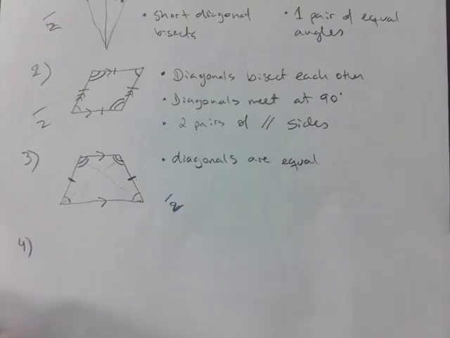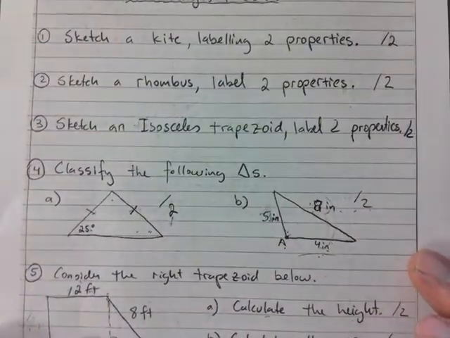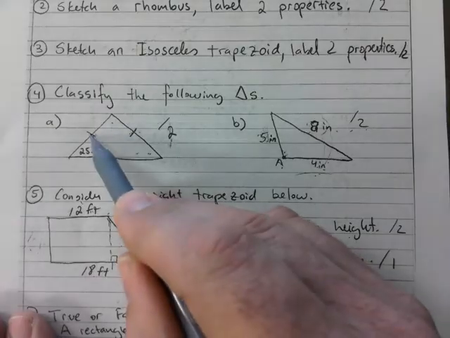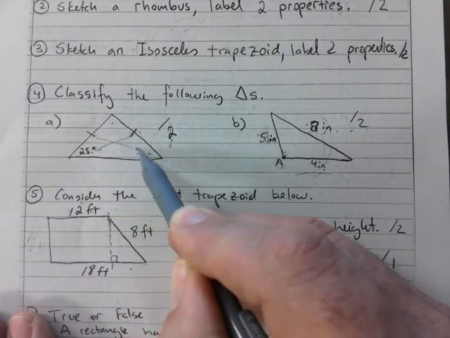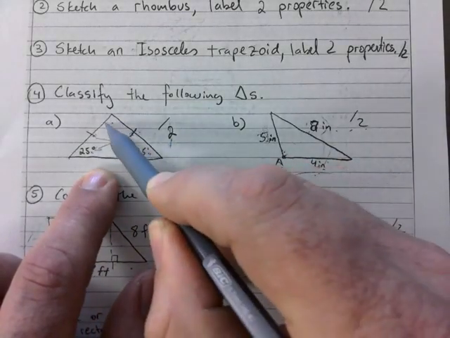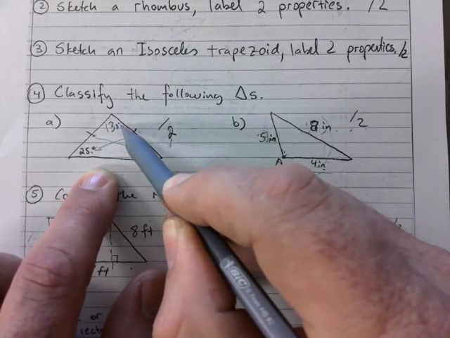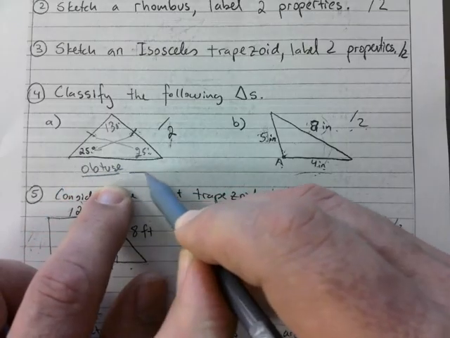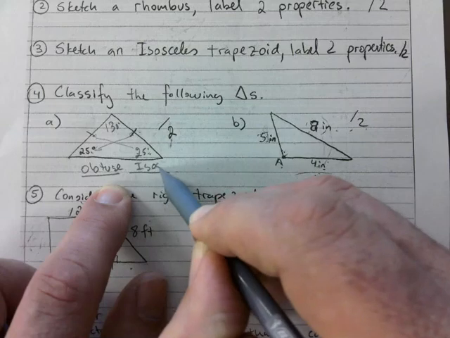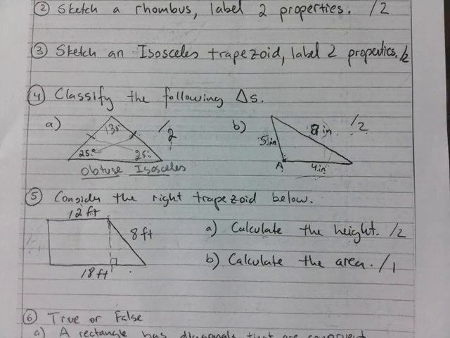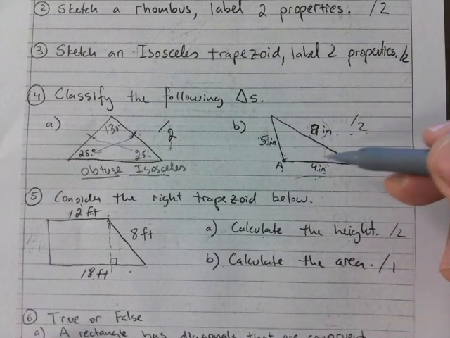Question 4. Let me just check. Oh, I'm going to do 4 right here. Classify each of the following triangles. 2 sides are the same, so I know that if this is 25, so is this one. And then this is 50, so that means that this is 130, right? So this is an obtuse, so you have to have the obtuse name somewhere, and isosceles somewhere else. 1 and 1, okay?